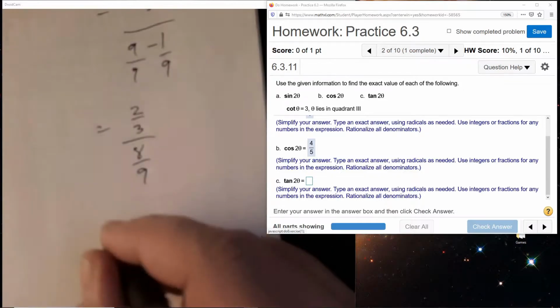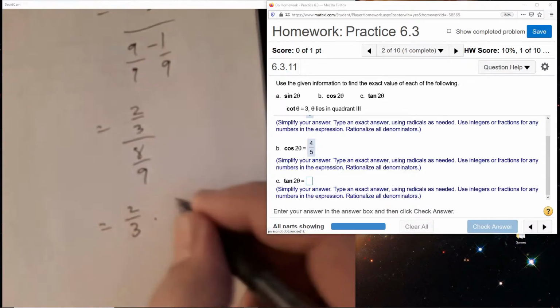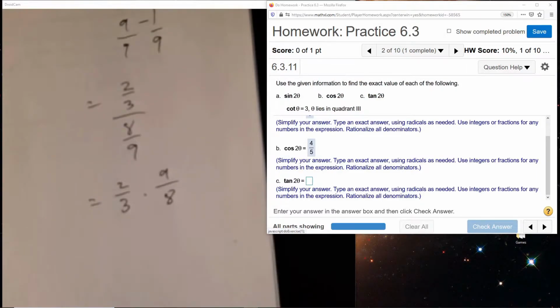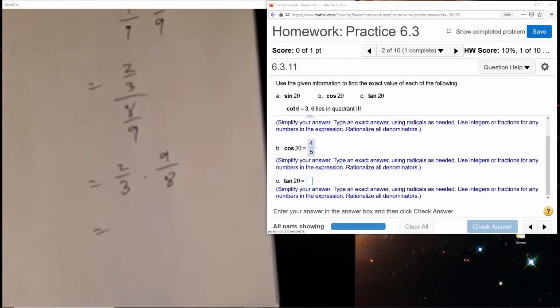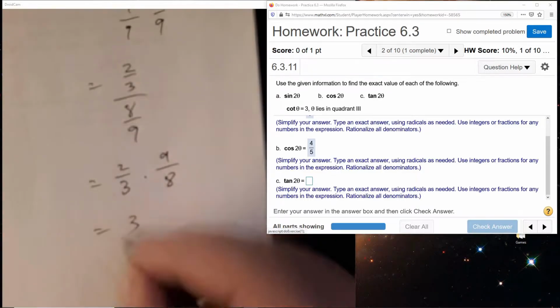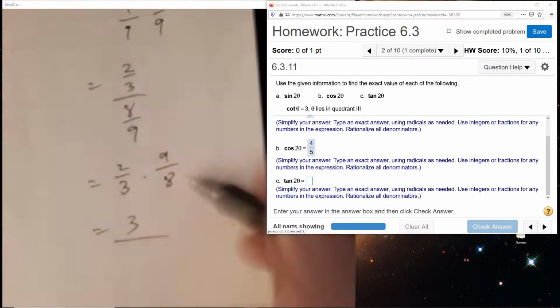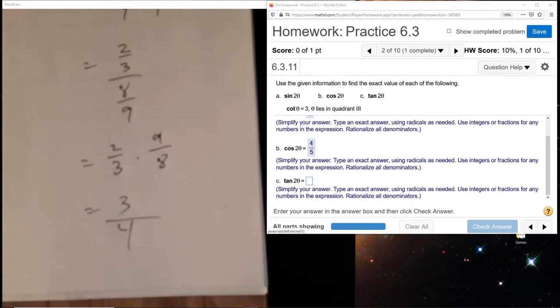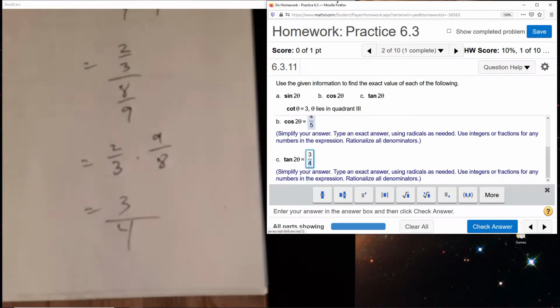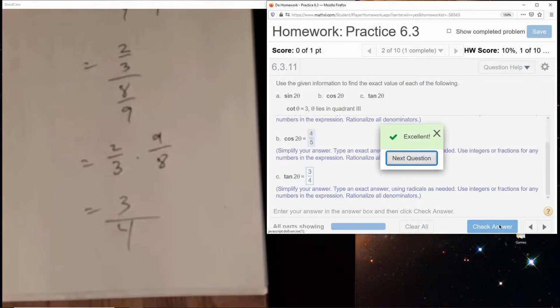And division is the same as multiplying by the reciprocal. So we'll get some cancellation here. 9 divided by 3 is 3. And 2 goes in 8 4 times. And there is question 2.